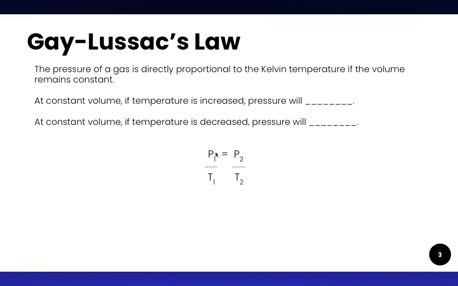Gay-Lussac's law states that the pressure of a gas is directly proportional to the Kelvin temperature if the volume remains constant. So the volume has to remain constant, and the two are directly proportional. But you should remember what that means. So let's finish these two sentences together.